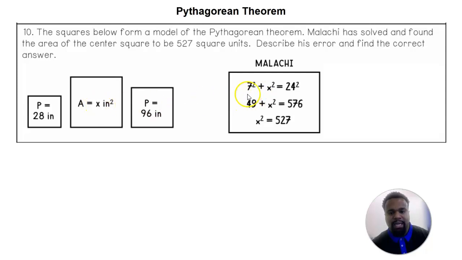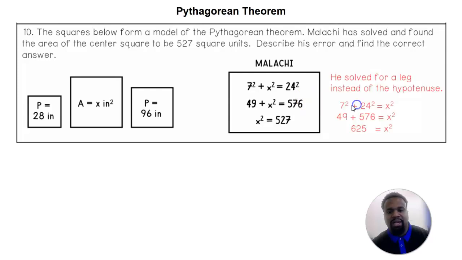Look at what Malachi did. He did a leg plus the hypotenuse equals another leg. So that's the error that he made. He tried to solve for the leg instead of the hypotenuse. It's supposed to be 7 squared plus 24 squared equals x squared, which is 625. And if you did the square root of that, you get 25.